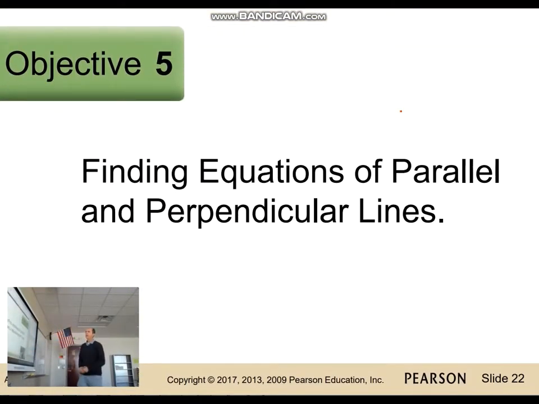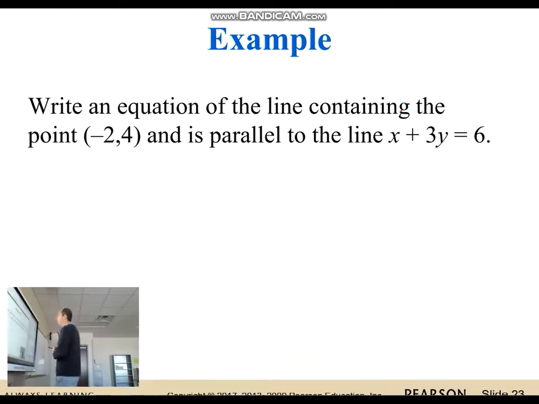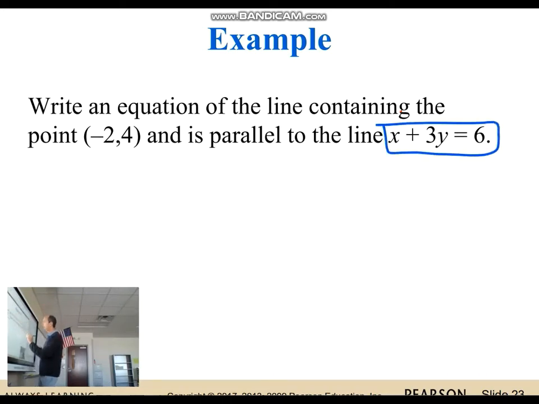Objective number 5, finding equations of parallel and perpendicular lines. Let's work on this example. Let's say we have to write an equation of the line containing the point x equals -2, y equals 4, and parallel to the line x plus 3y equals 6. So the first thing we have to find is the slope of this equation here. Check it out: x plus 3y equals 6.